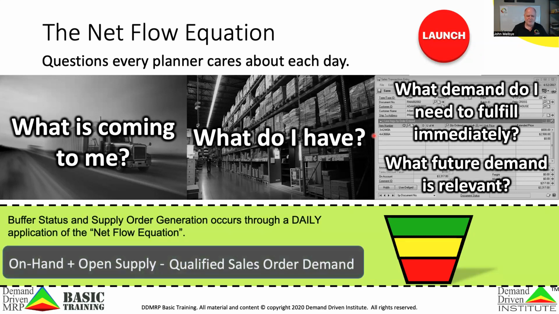Very simple equation. What do I have on hand, plus my open orders that I don't have yet, minus my qualified sales order demand? Again, I've called this a planning buffer. I compare the outcome of my net flow equation, which we call the net flow position, to the buffer. If it's in the yellow or the red, I place an order up to the top of the buffer. That sounds like a process around how much do I order and when do I order it.